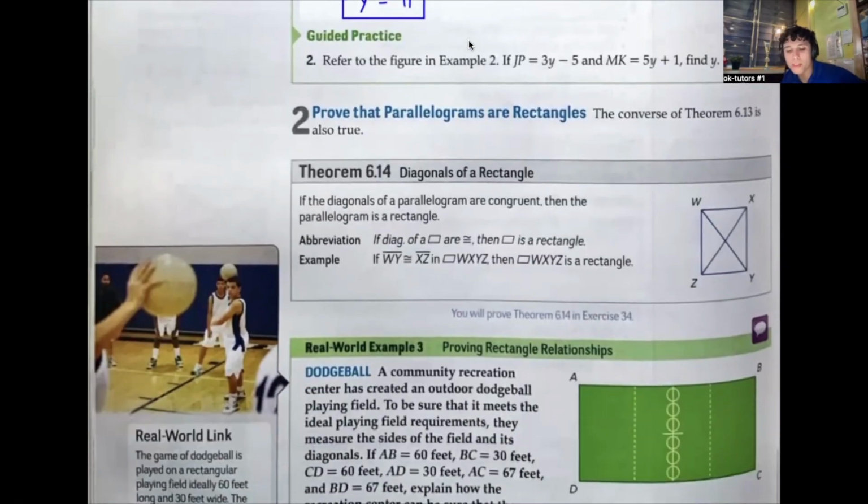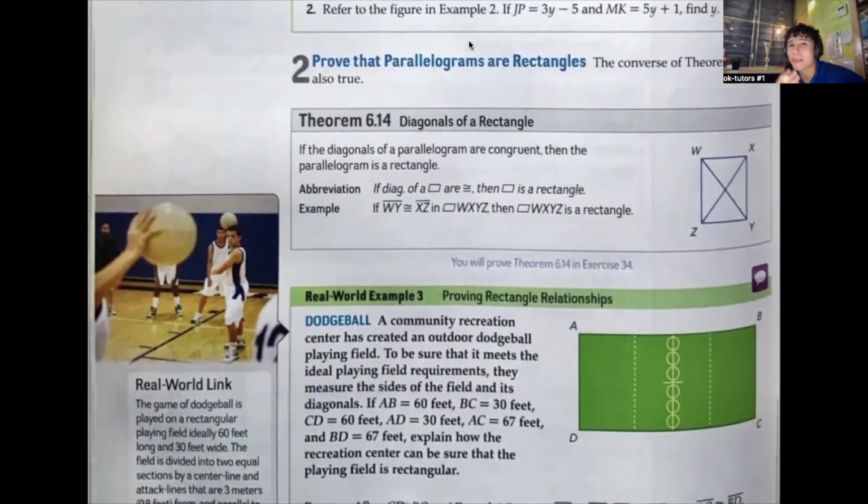Now, proving that parallelograms are rectangles, right? All the parallelograms are rectangles if they at least have one 90-degree angle.